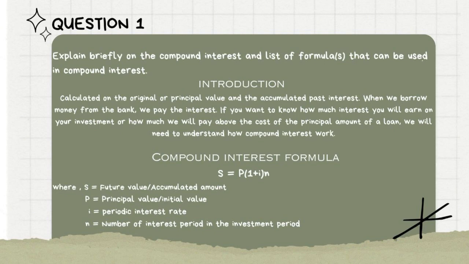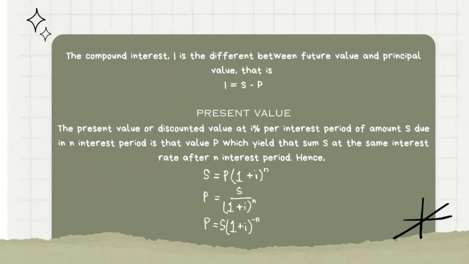The compound interest formula is S equals P(1 plus i) to the power of n, where S equals future value or accumulated amount, P equals principal value or initial value, i equals periodic interest rate, and lastly n equals number of interest periods in the investment period. Next, the compound interest I is the difference between future value and principal value, that is, I equals S minus P.